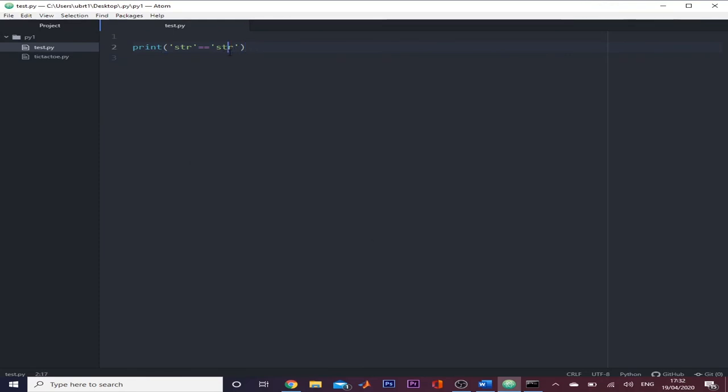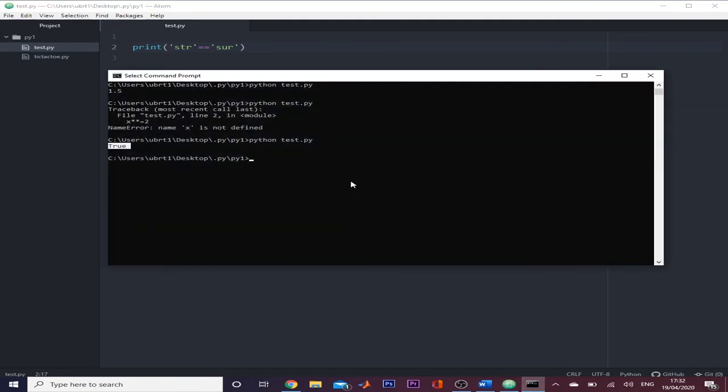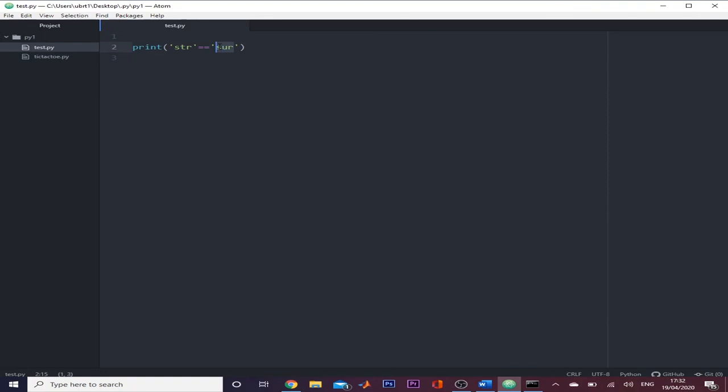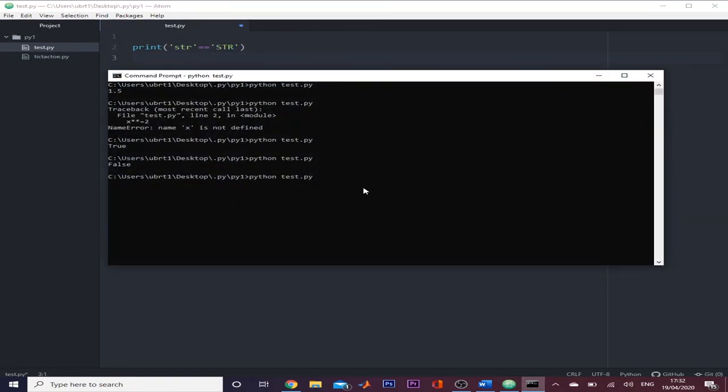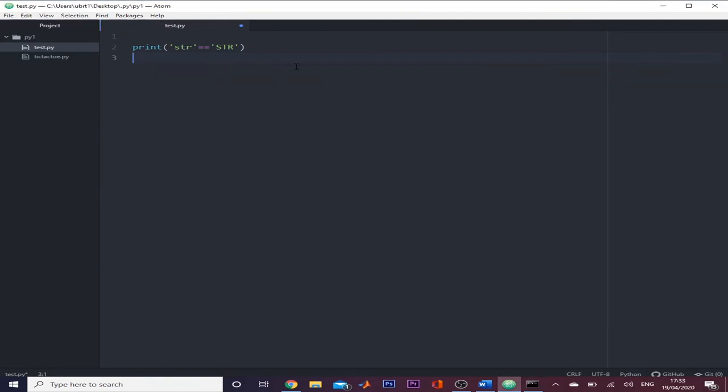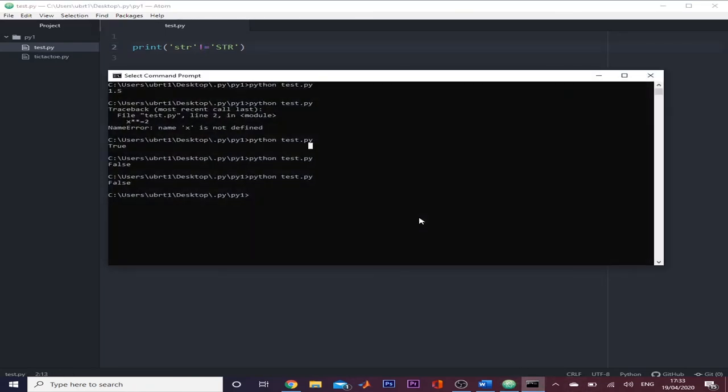Similarly, if I write here sur and then save it, it will give us a false. And if I write here capital STR, it will again give us a false because capital S and small s are different characters. So I can also write here exclamation mark and equal, which means not equal. So now it will give us a true value, as you can see.